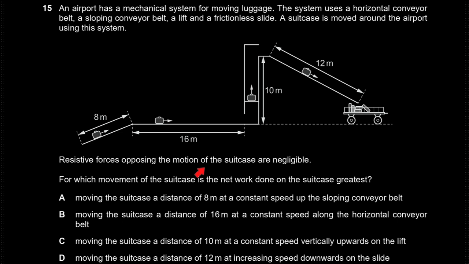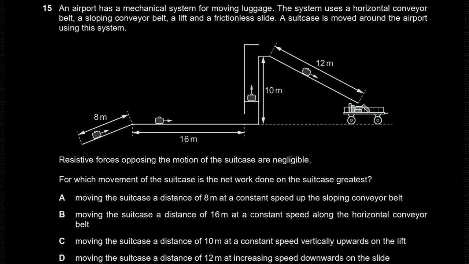Resistive forces opposing the motion of the suitcase are negligible. So it means that there is no friction throughout. For which movement of the suitcase is the net work done on the suitcase the greatest? So A says moving the suitcase a distance of 8 meters at constant speed up the sloping conveyor belt. So 8 meters up the sloping conveyor belt.